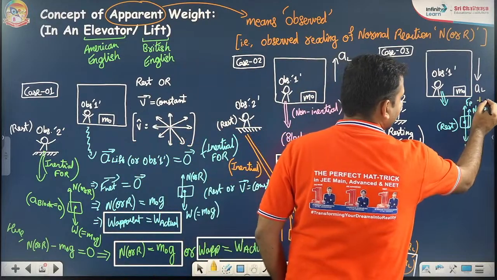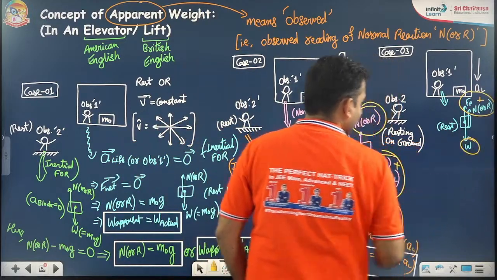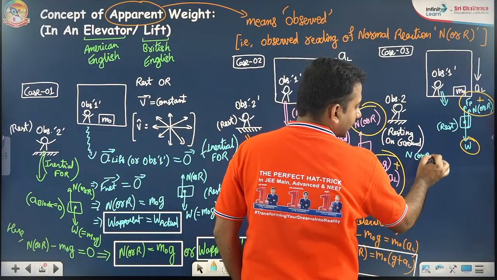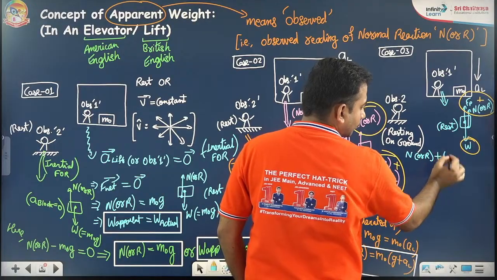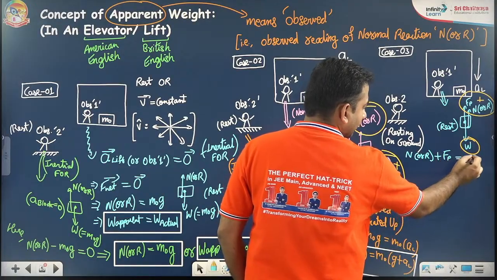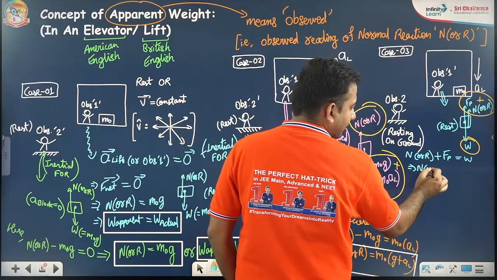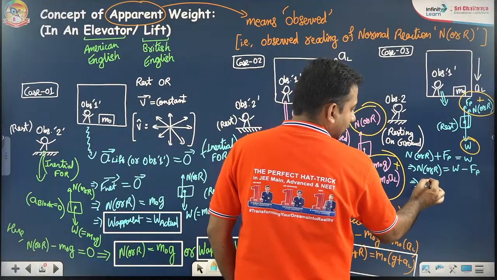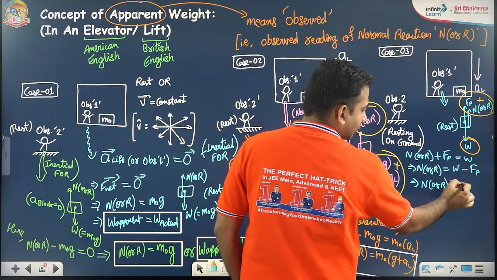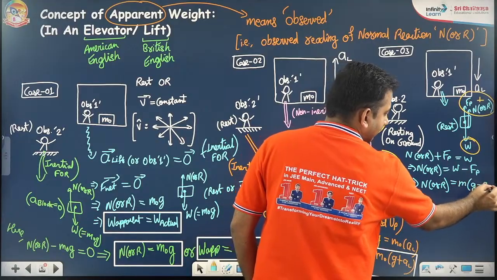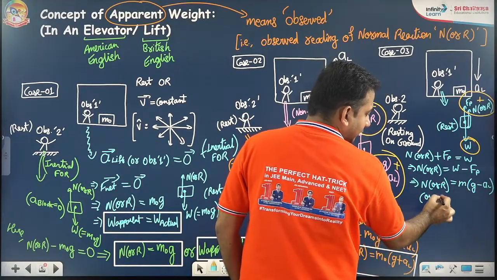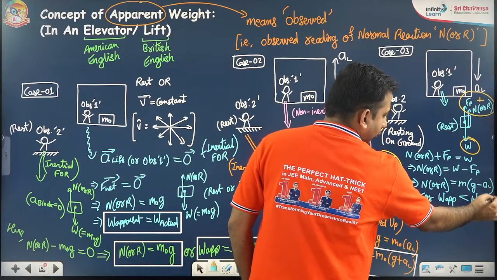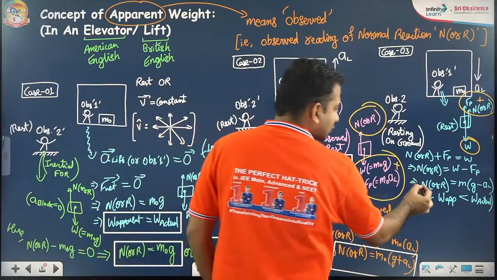So net upward must be equal to net downward. N or R plus pseudo is equal to W. This implies N or R, which is the apparent weight, is equal to W minus pseudo. So N or R will be equal to M of G minus AL. The apparent, observed weight is less than the actual weight. That's what you have concluded.